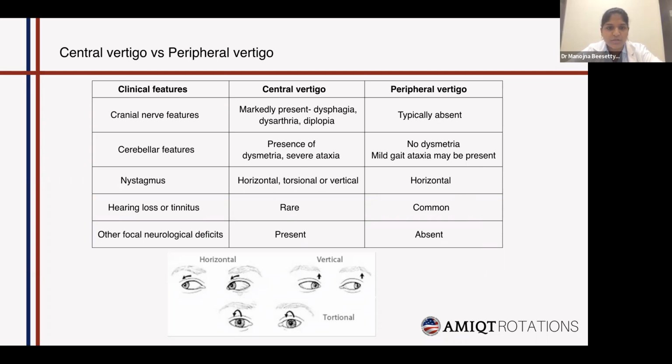The nystagmus is unidirectional and horizontal in peripheral vertigo and could be horizontal, torsional, or vertical in central vertigo. The picture here shows us three kinds of nystagmus: the horizontal, the vertical, and the torsional ones. Hearing loss or tinnitus are usually common in the peripheral causes of vertigo and rare in the central causes. Other focal neurological deficits like hemiplegia or facial weakness are usually present in the central causes and typically absent in the peripheral causes. So these are the main features which help us in differentiating whether the vertigo has a central or a peripheral cause.